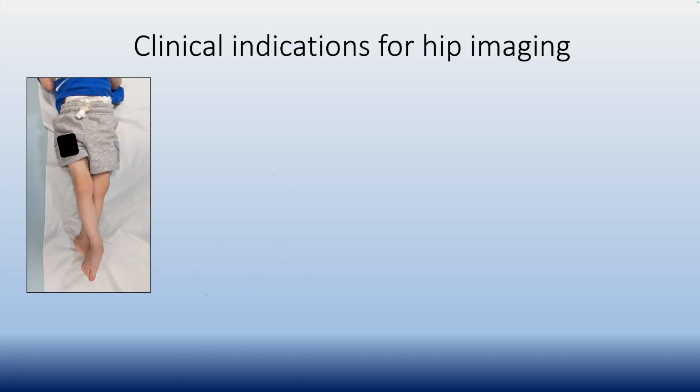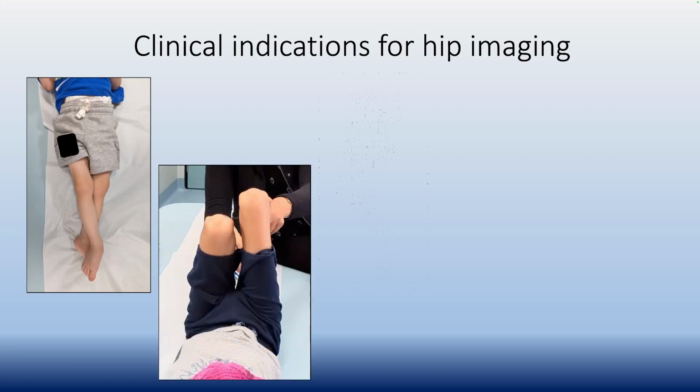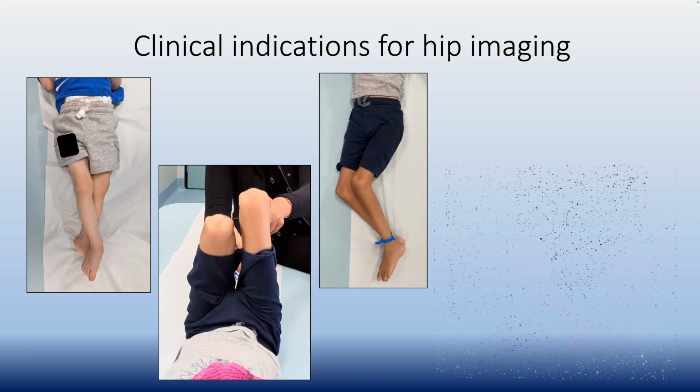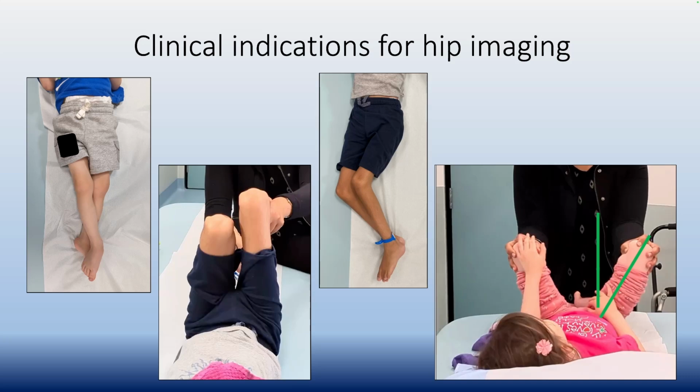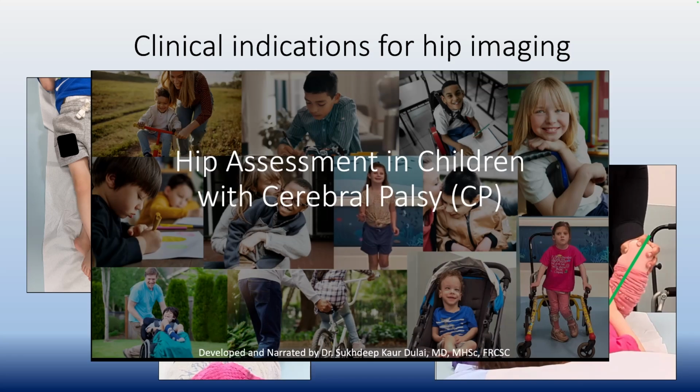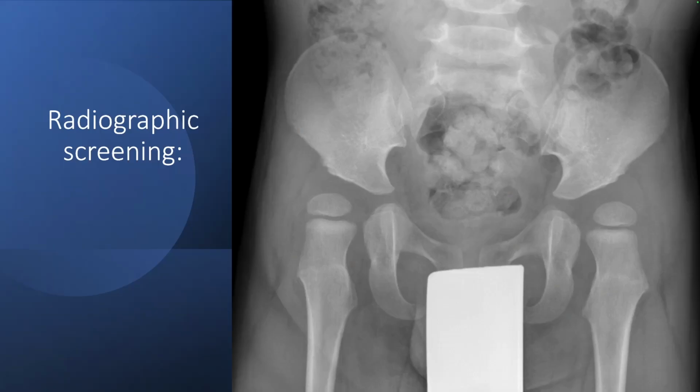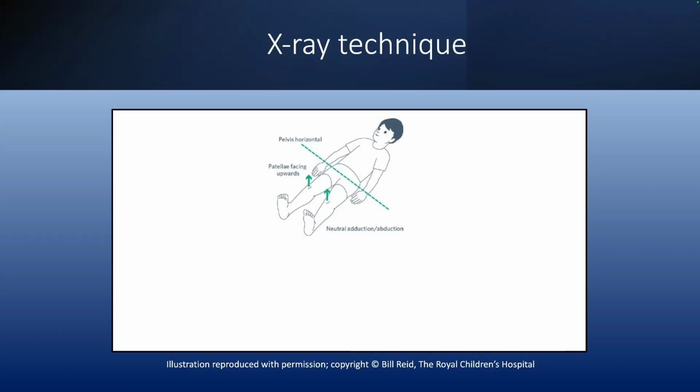Imaging of the hips should also be ordered if clinical examination shows any signs of concern or deterioration. Further details regarding clinical examination can be found in our module on hip assessment in children with CP. For imaging of the hips, an AP pelvis X-ray should be ordered, specifying the purpose is for CP hip surveillance.